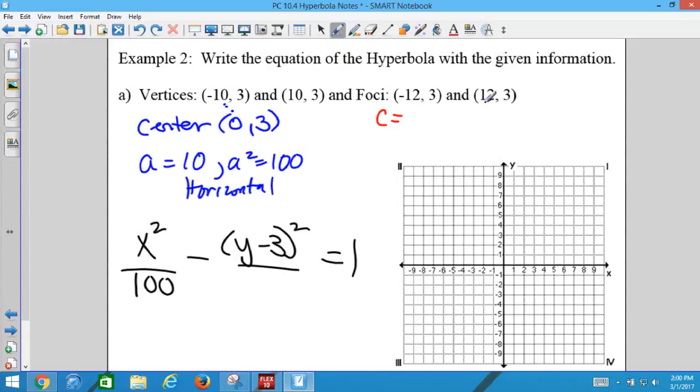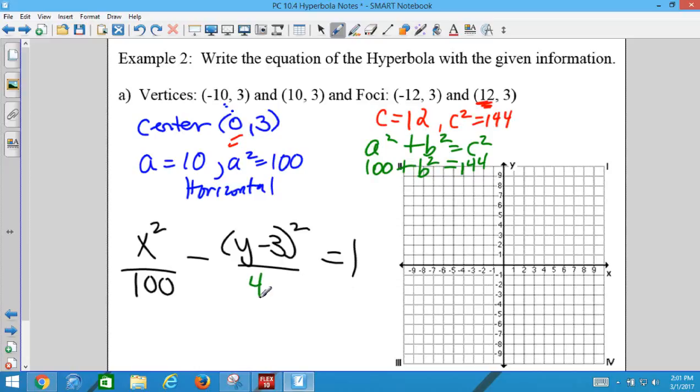C is how far the foci are from the center. 12. So C squared is 144. And then we use A squared plus B squared equals C squared. So B squared has to be 44. We do not need to find the square root of 44. We don't need to find B because we're not really having to graph it.